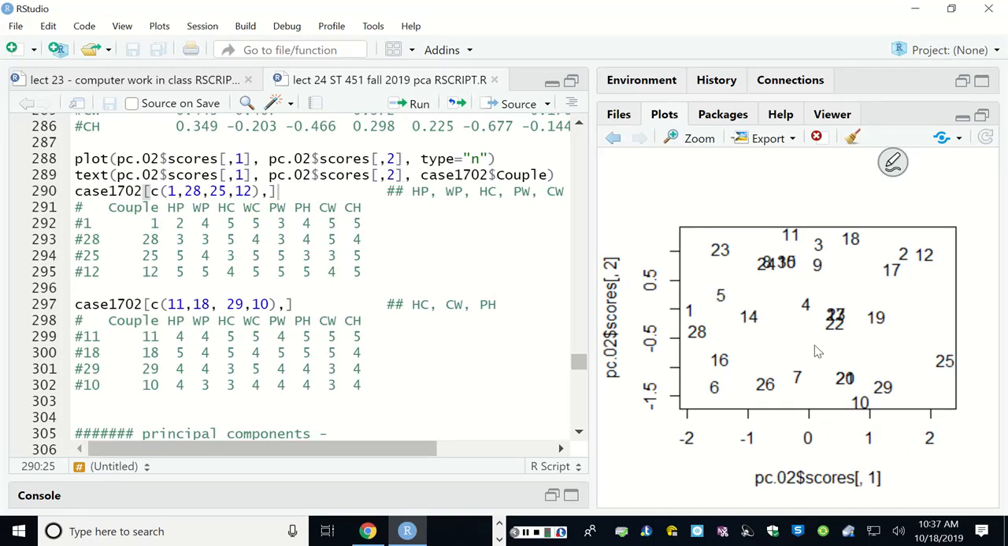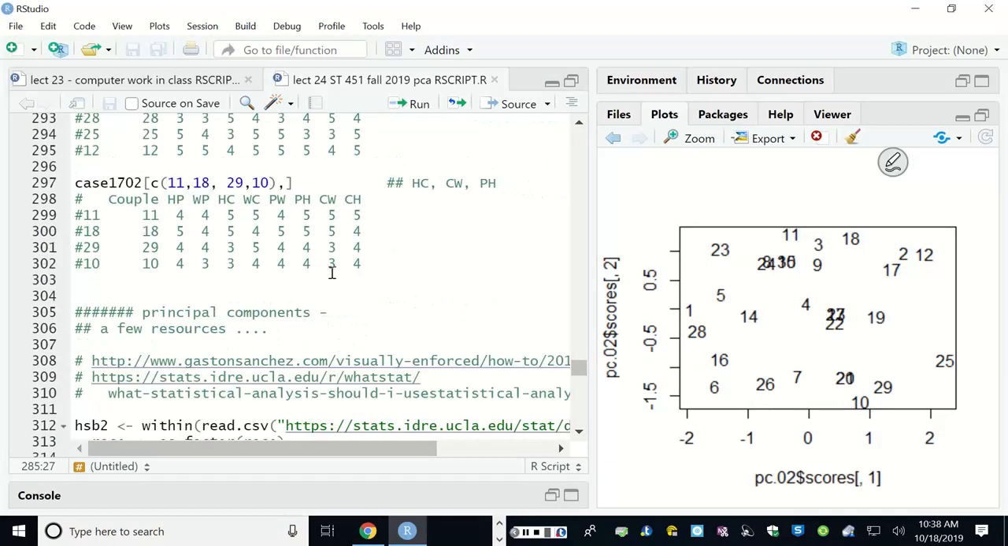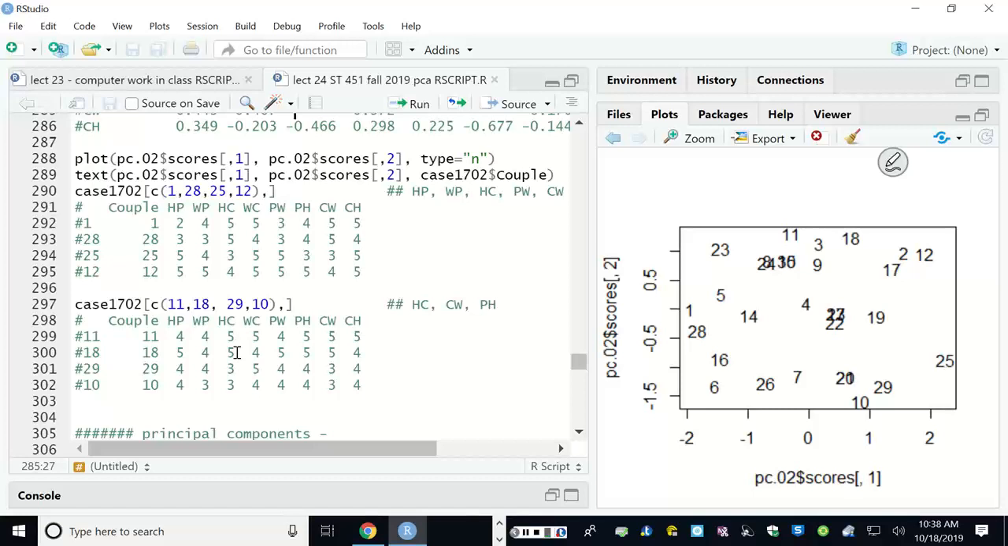You could look at this dimension too. 11 and 18 are up here, 10 and 29 are down here. How do they differ? Well, the weighting factors on this one, HC was a little bit bigger. I'm just looking at the size of this coefficient here. CW was a little bit bigger. And if you look at HC here, these two were 3s, and these two were 5s. So that's kind of grading that. CW, again, 5s versus 3s. PH was another one that had some rating, so it's 5s versus 4s. So there's kind of a lower, higher separation in those dimensions.